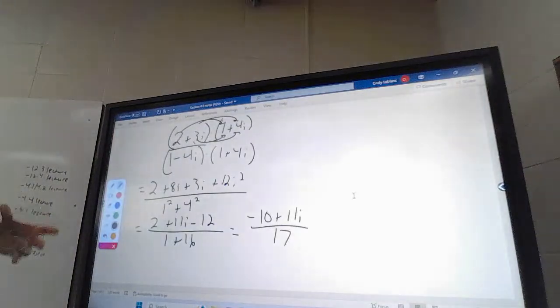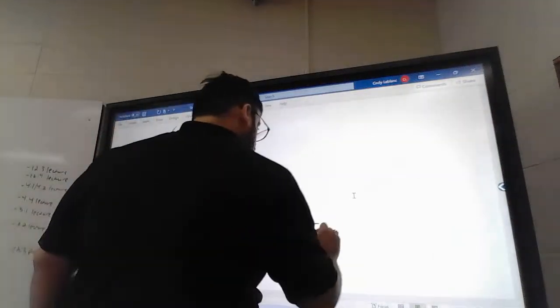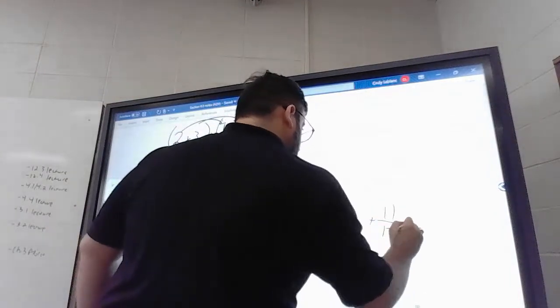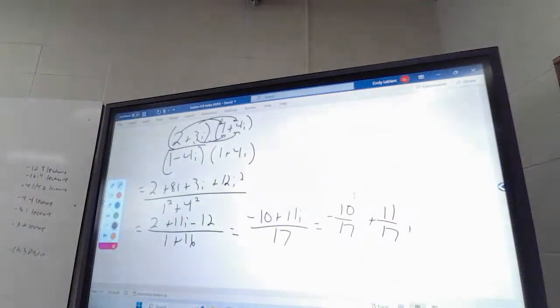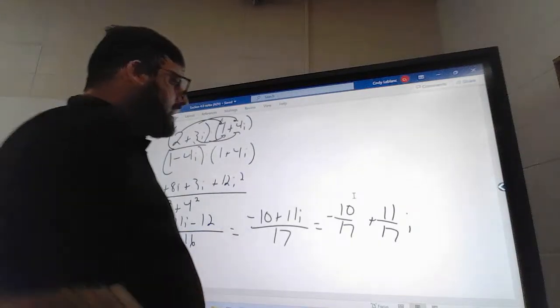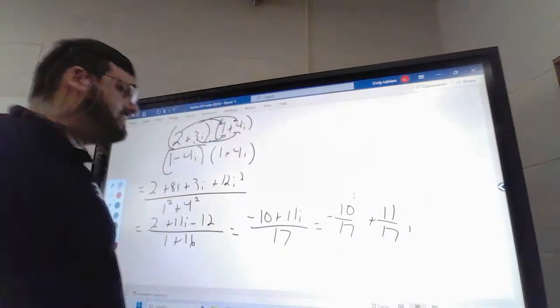And of course, now I want to separate my fractions. Negative 10 over 17 plus 11 over 17i. And of course, when you separate fractions, you're going to move the i outside of that second fraction.